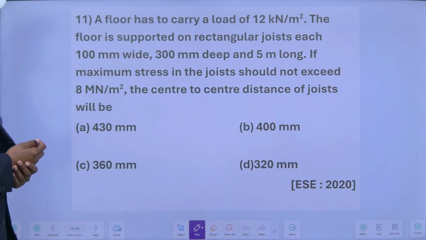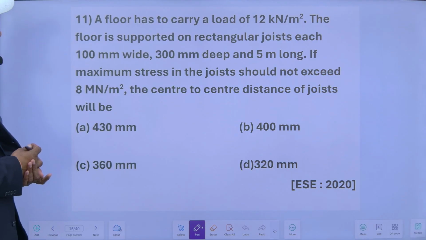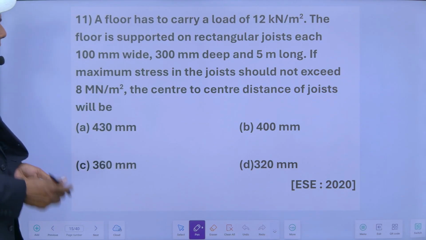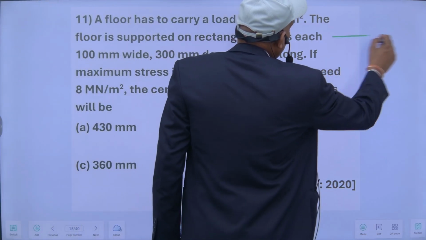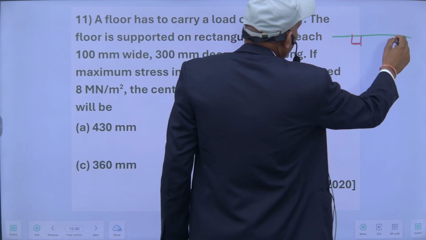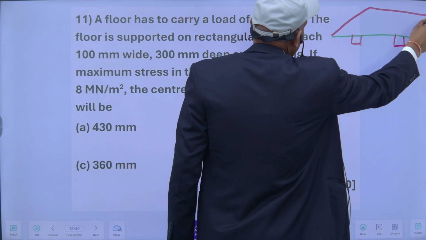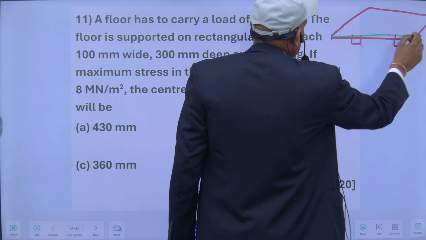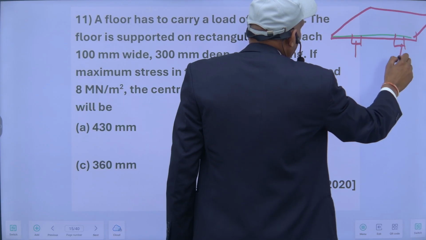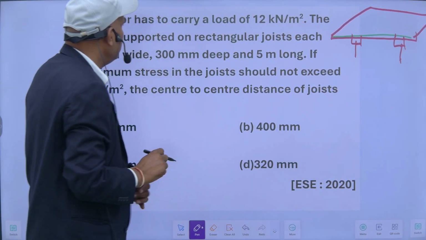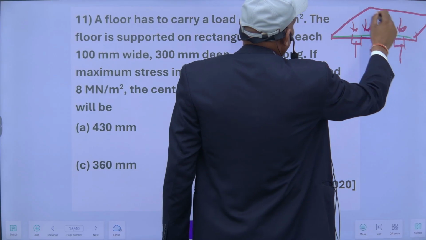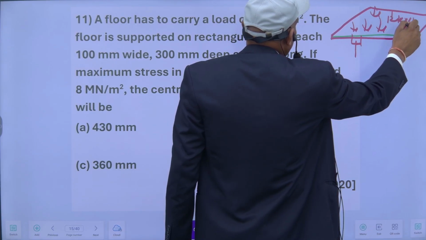A floor has to carry a load of 12 kilonewton per meter square. The floor is supported on rectangular joist, each 100 mm wide and 300 mm deep and 5 meter long. So joist is like this. So this is slab. So these are my joist, and this center to center distance, this is a floor, and it is 12 kilonewton per meter square.